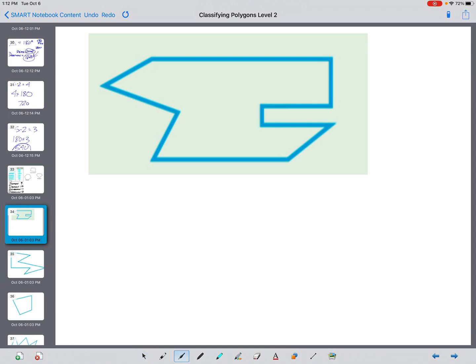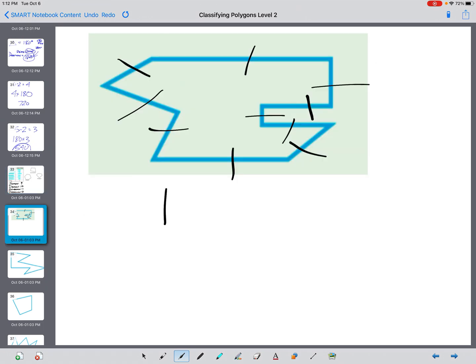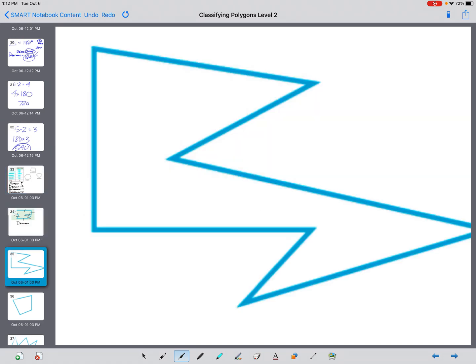So just one at a time. Count the sides. 1, 2, 3, 4, 5, 6, 7, 8, 9, and 10. So going back to our list, a 10-sided figure is called a decagon. How about this one?